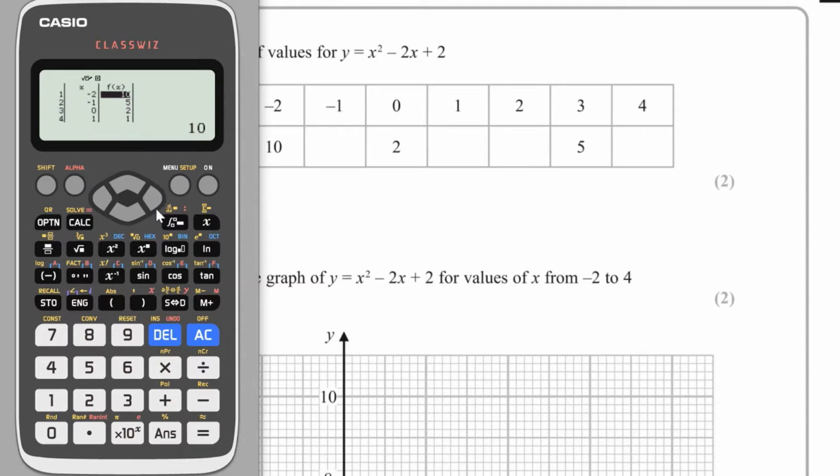So when x is minus 2, y is 10. X is minus 1, y is 5. X is 0, y is 2. X is 1, y is 1. X is 2, y is 2. X is 3, y is 5. And x is 4, y is 10.